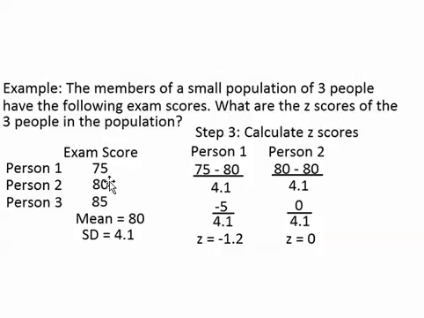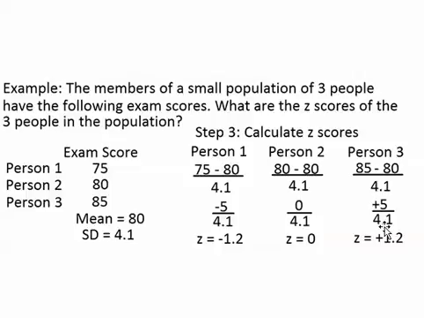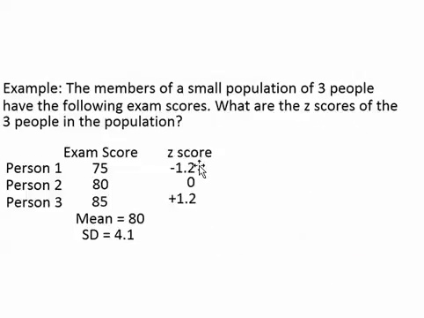Now we need to find the z-score of person 3, who has the exam score of 85. So 85 minus the mean of 80 equals +5, and +5 divided by the standard deviation of 4.1 is 1.2. So now we've just found the z-scores of all 3 people. And we can make a column right here to show each person's exam score and each person's z-score.